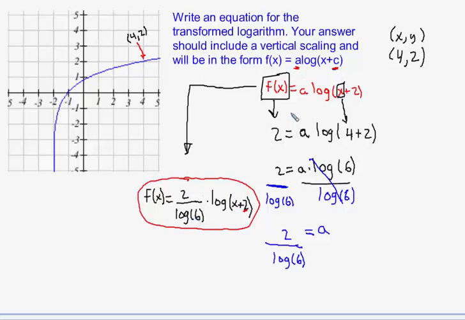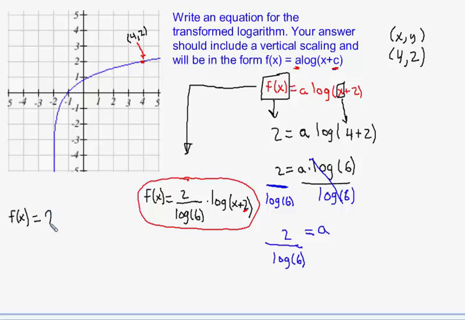You should get credit provided that you picked a point right on the grid line and that you did your arithmetic correctly. Also notice that you could write this in the form a log quantity x plus c by changing the base. I chose to use a base 10 logarithm, but because you're dividing by log 6 here, you could have written your answer as follows.